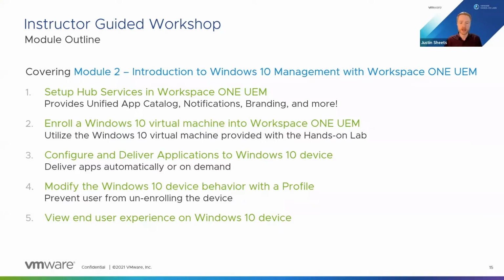I will configure and deliver applications to the Windows 10 device. We'll see the difference between how we can provision apps automatically versus how to provision them on demand and the differences there. I'll modify the Windows 10 device behavior with what's called a profile. Specifically, I want to prevent my end users from unenrolling the device from management. And then we'll end this experience by showing the end user side on the Windows 10 device after all of these configurations have been made.